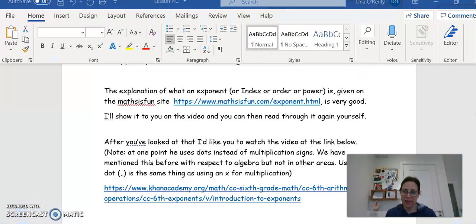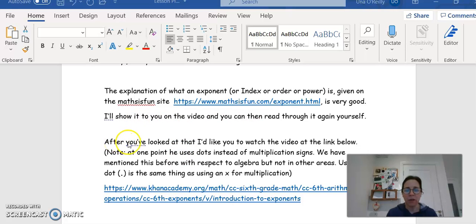Okay, guys, welcome back. So we just looked at the Maths is Fun page, and hopefully you had a chance to try a few of those exponents and see how you can write them in different ways. And did you notice how big the numbers get very quickly? Once you put in a high number for the power, you get big numbers really, really quickly.